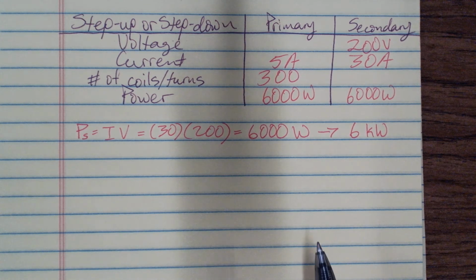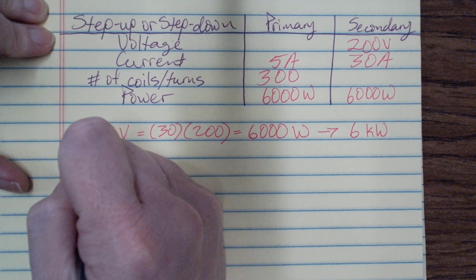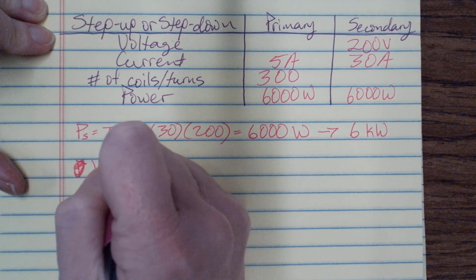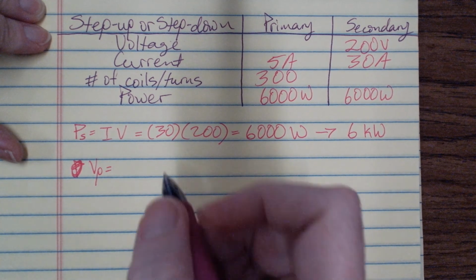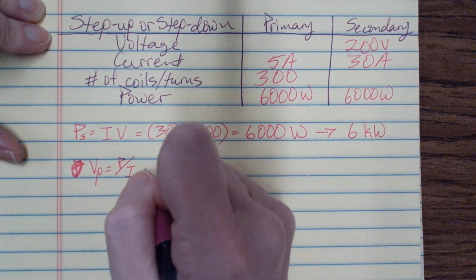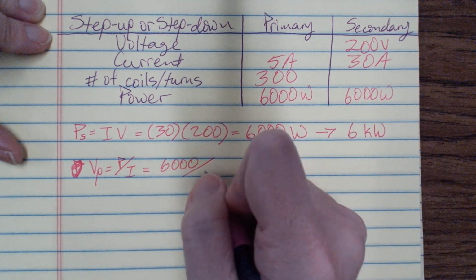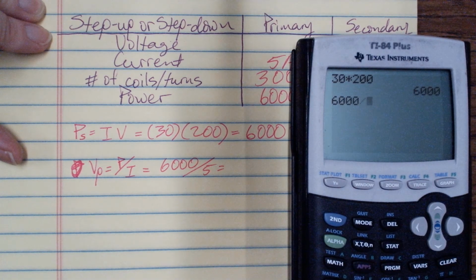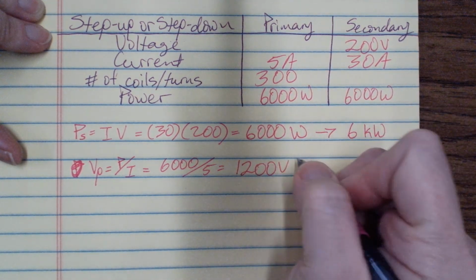So now I can find my primary voltage, right? So my primary voltage, okay, so if P equals IV, then V equals P over I. So my P is 6,000 and my I is 5. I get 1,200. So 1,200 volts.